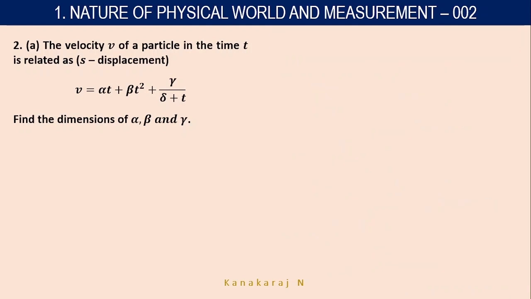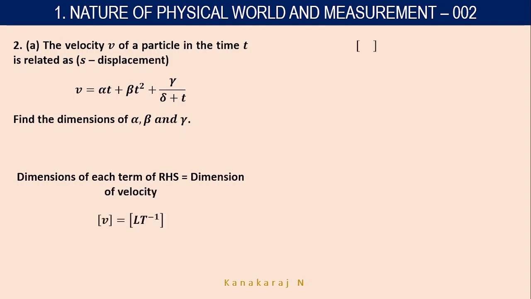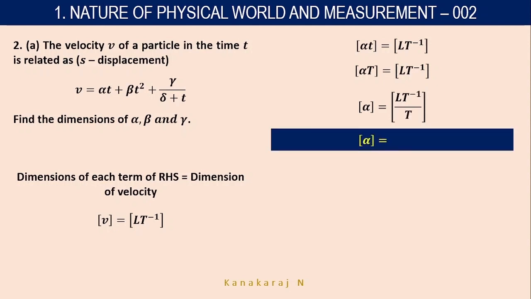So left hand side we have velocity. So the right hand side each term should have the dimension of velocity. The dimension of velocity is LT power minus 1. So the first term alpha t, the dimensions of alpha t is LT power minus 1. Let us substitute the dimension of time, it is capital T. Alpha t equals LT power minus 1. Alpha equals LT power minus 1 divided by T. Dimension of alpha equals LT power minus 2.